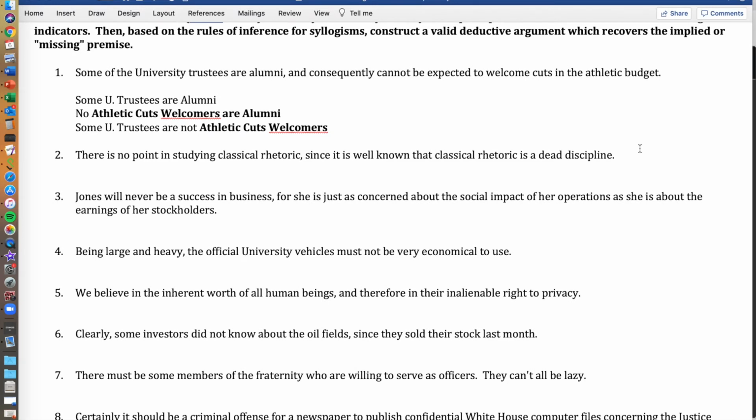Then we can look at number two. There is no point in studying classical rhetoric, since it is well known that classical rhetoric is a dead discipline. So here we have one sentence, but a natural language argument that has two statements, and the two statements are linked by an argument indicator, in this case the word since. And since tells us that the second statement here is evidence, which will become the premise of the syllogism.